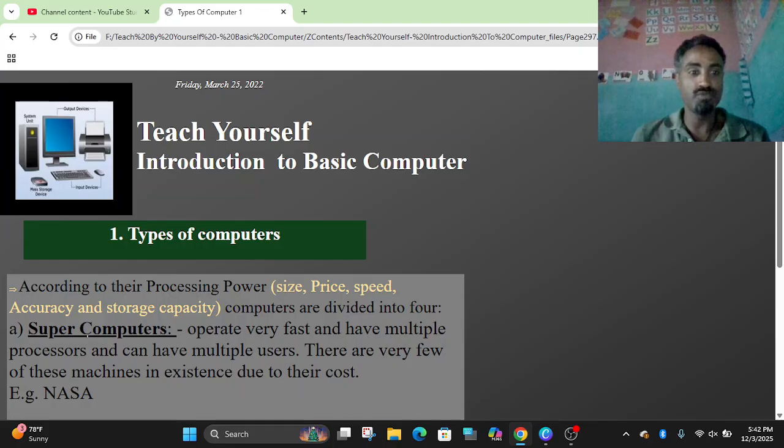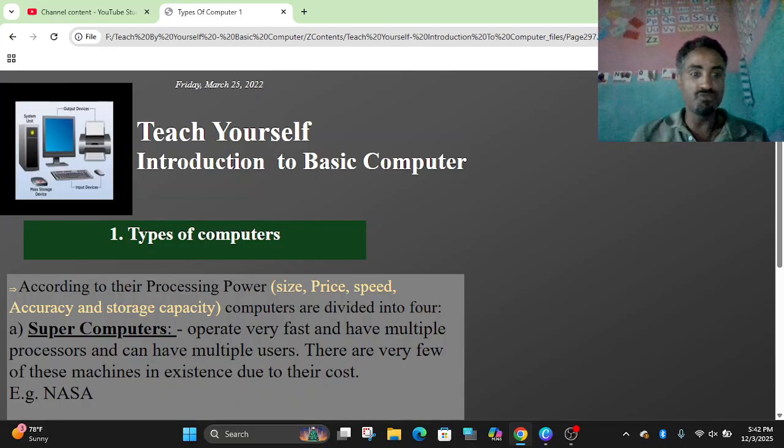Supercomputers operate very fast, have multiple processors, and can have multiple users. When you come from microcomputer to supercomputer, the size increases, the price increases, the speed increases, the accuracy increases, and the storage capacity increases.